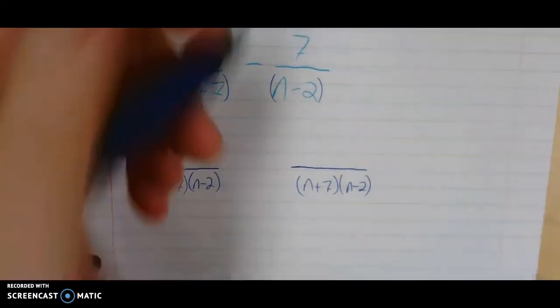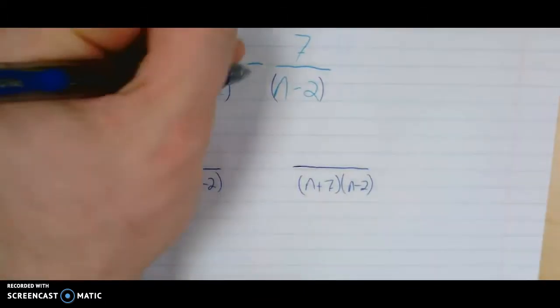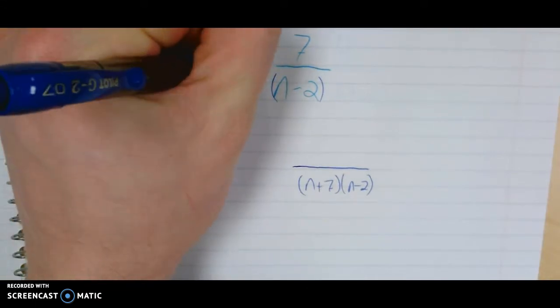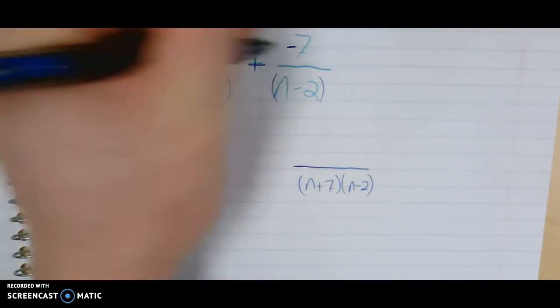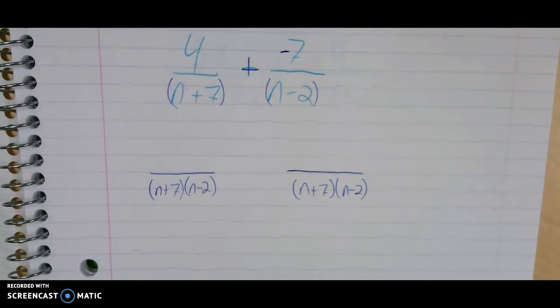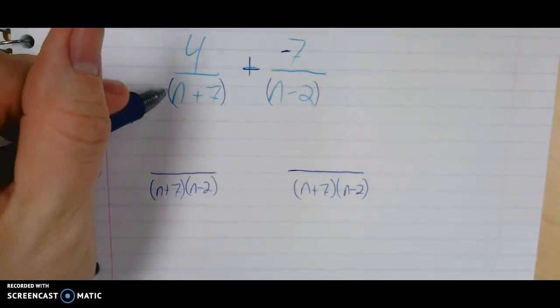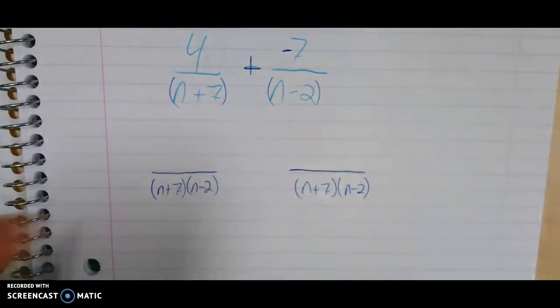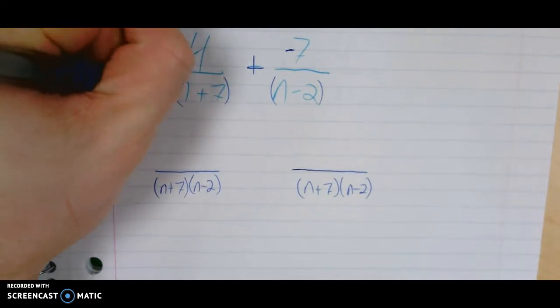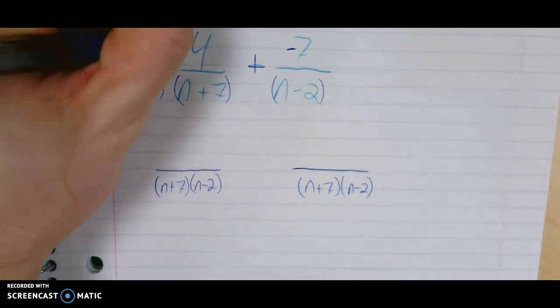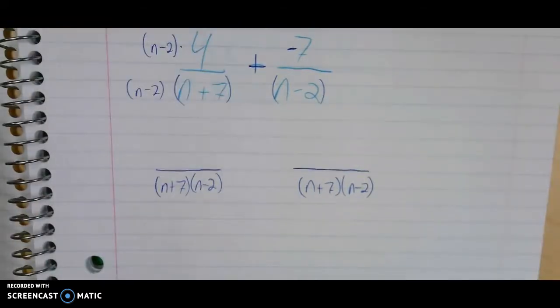Another thing I like to do with these, since it has a subtraction sign here, is change that to a plus, and anything that comes after that, I make the opposite. So positives turn negative, negatives turn positive. For the first portion, we already have the n plus 7, but what we're missing is the n minus 2. So I need to multiply an n minus 2 to top and bottom.